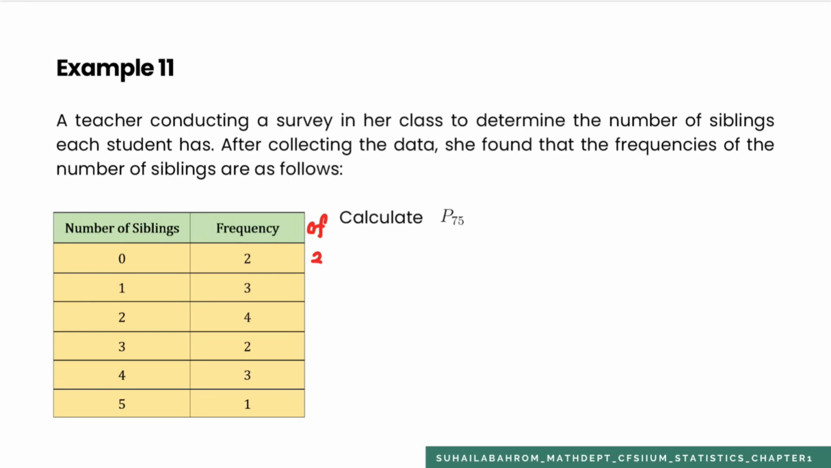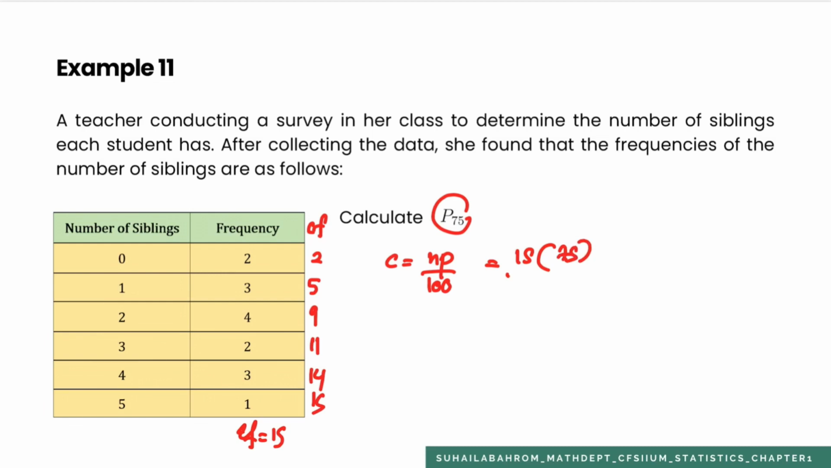It's like when you try to find out the median. So you also have to have the column for the cumulative frequency. So we have 2, 5, 9, 11, 14, and 15. Meaning that our total frequency here is 15. So first you have to find out the location. The formula here is L equals NP divided by 100. So our number of data is 15 times 75 over 100. So it's equivalent to 11.25.